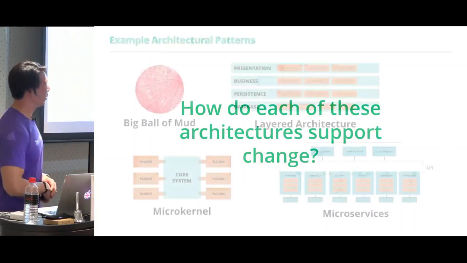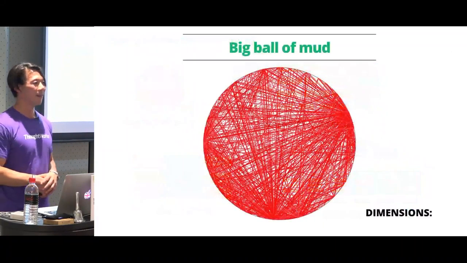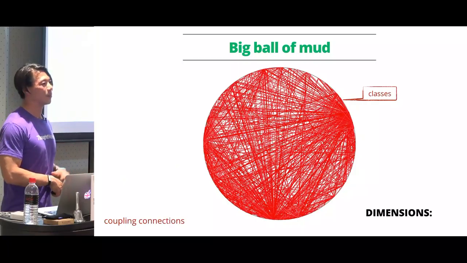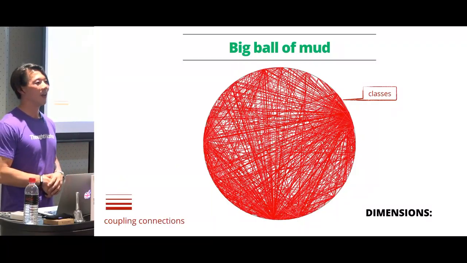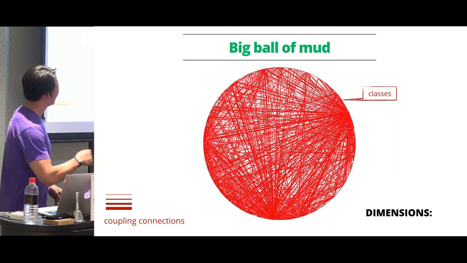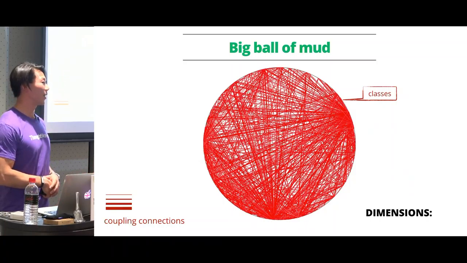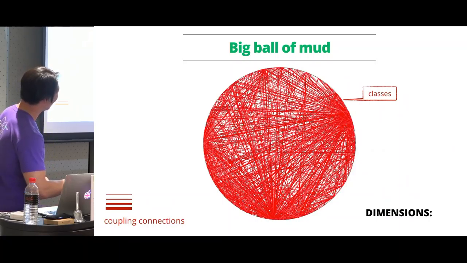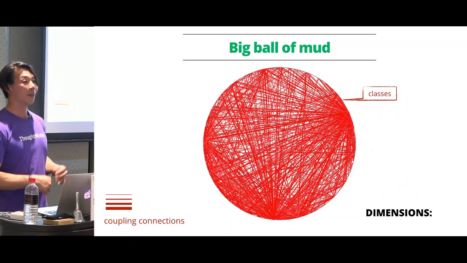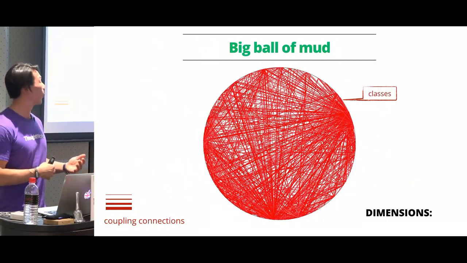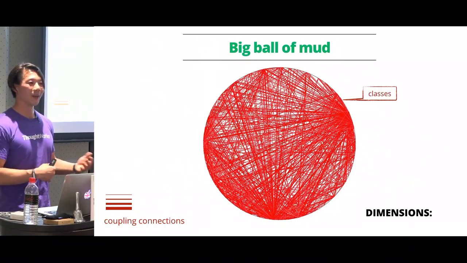So let's have a look at our big ball of mud. This is actually from a client of ours where we did a visualization around which classes in a system, which are the edge nodes, are calling another method on another class. And as you can see, the thicker the line, the more calls one class was making to another, and you end up with a big ball of mud.